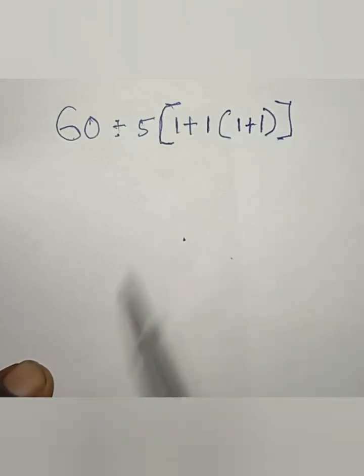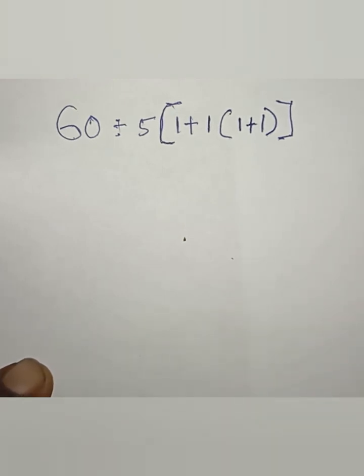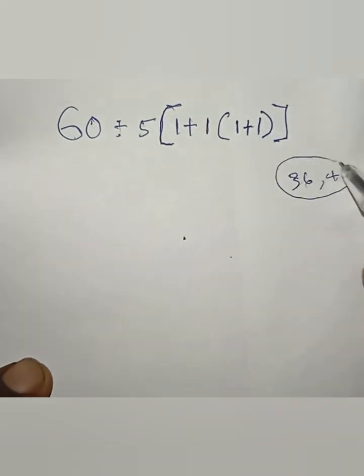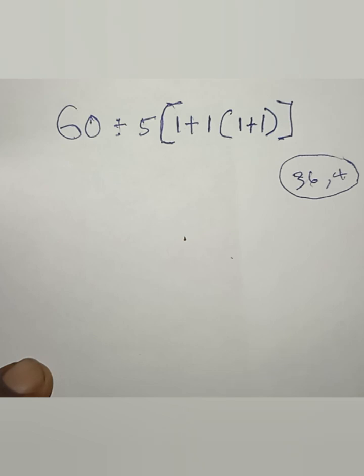We're going to be solving this problem you see right here. Of course, yesterday I posted this problem on my page and it has gotten a whole lot of reaction. Some persons are saying that the answer is 36 and others are saying that the answer is 4. So which of these answers is actually the correct one? And why do I think that one of these answers is not correct?